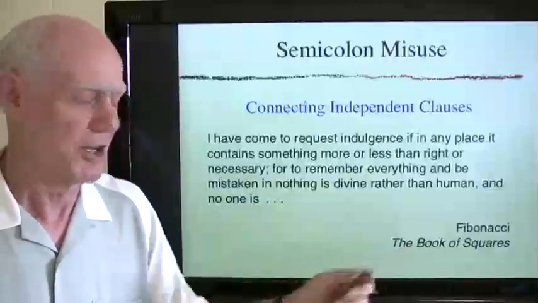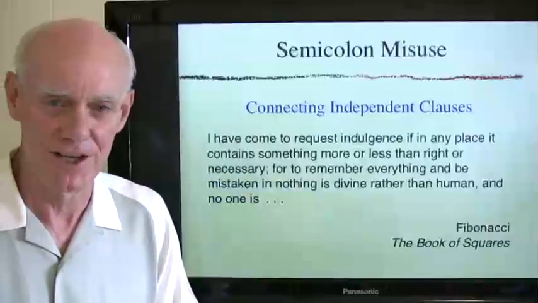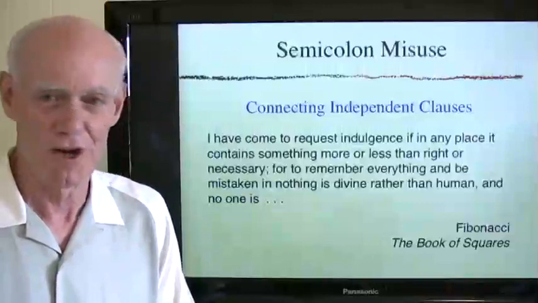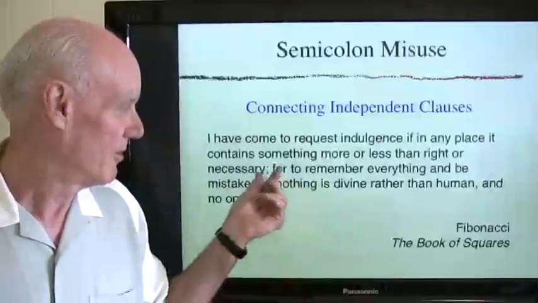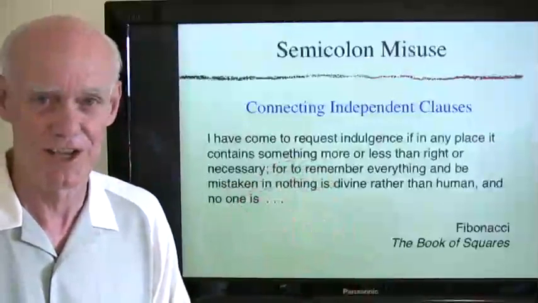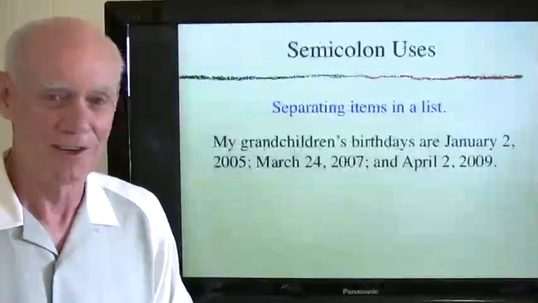Well, look, Fibonacci writes his book in the year 1250. He doesn't write it in English. It could be that it was a translation problem or that he didn't write it in this way. There was no semicolon at that time. So give him a break.